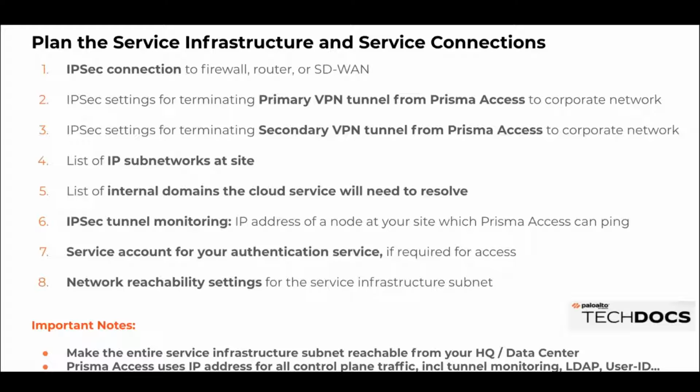You need the IPsec settings for terminating the primary VPN tunnel as well as the secondary VPN if you want to set up HA active and passive. If you have an existing template that contains IPsec tunnel, tunnel monitoring, and IPsec crypto profile configurations, you can add that template to the template stack to simplify the process of creating the IPsec tunnel.